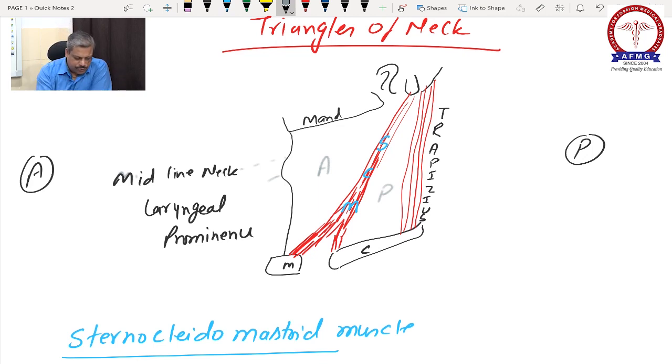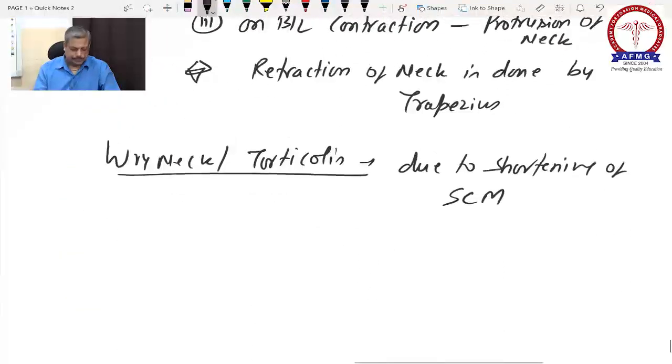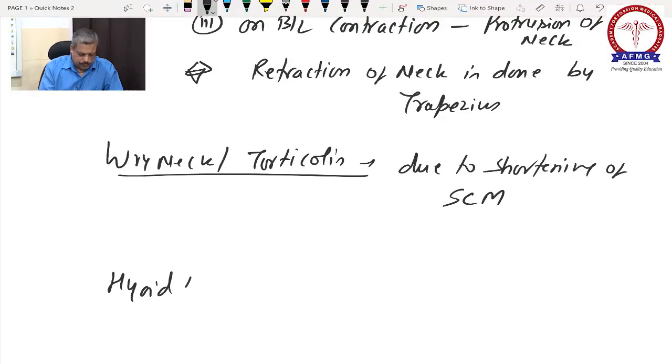So the next point which we should understand is that at the junction of the floor of the mouth and the neck, one bone is present that is known as the hyoid bone. This is the hyoid bone. Clear? So we will talk about the hyoid bone. Our next heading is hyoid bone. I would like to show you the hyoid bone.